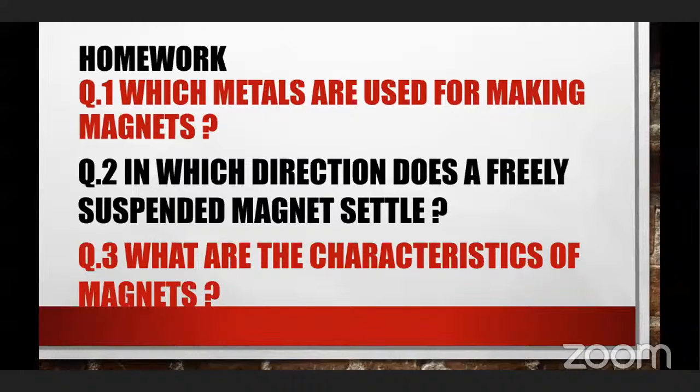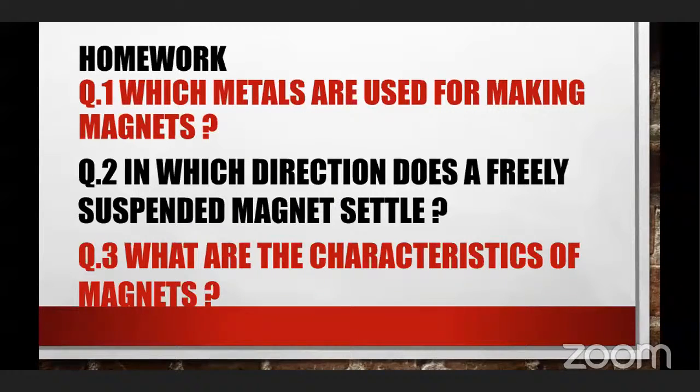The north-south direction. A freely suspended magnet settles in the north-south direction. Understood? Now, next question.